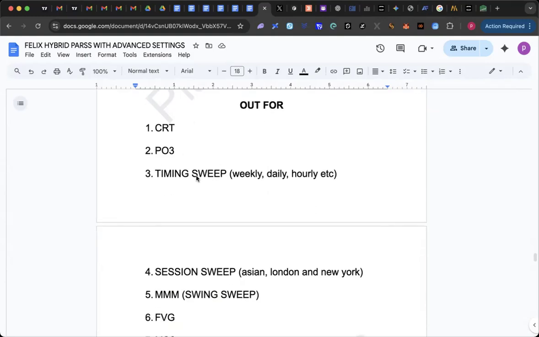Number three, timing sweep. That is a sweep of liquidity on timing, maybe weekly. So on a weekly basis, maybe the market gets to a point and that's the weekly high, and then you sweep it fast and return back to the zone, then you want to find a way of taking a trade, daily, hourly, etc.